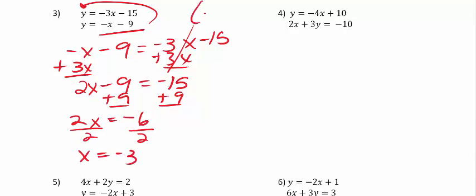So we have found the x coordinate of the point that's the solution, but we have to now go back and find the y value. We do that by plugging negative 3 in place of x, either in the first equation or the second equation. It doesn't matter which one. So we'll go ahead and put it in the first equation. y equals negative 3 times, and plug in a negative 3 for x, minus 15.